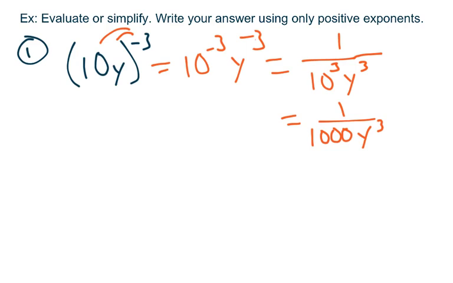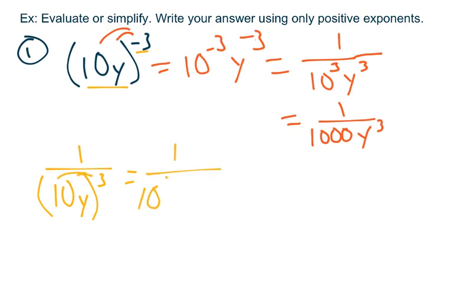The other way you could have done that, go ahead and make that negative 3 positive already. The base on negative 3 is 10y, so this becomes 1 over 10y to the positive third. Again, the base doesn't change when you switch which side of the fraction it's on. The only thing that changes is the exponent. It goes from negative to positive, and then we distribute like normal. 1 over 10 to the third, y to the third, and then it's just the same problem. Just a couple different ways to approach that problem.